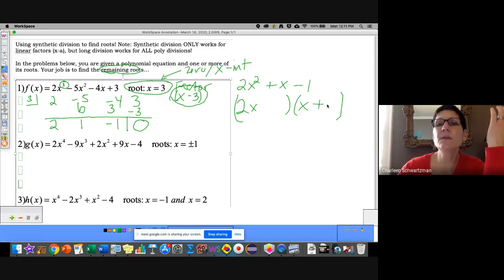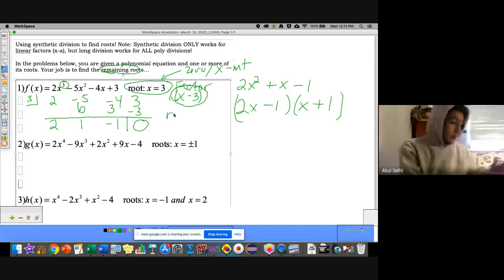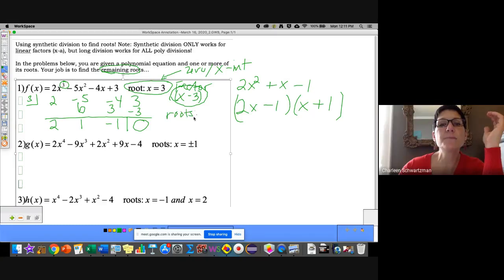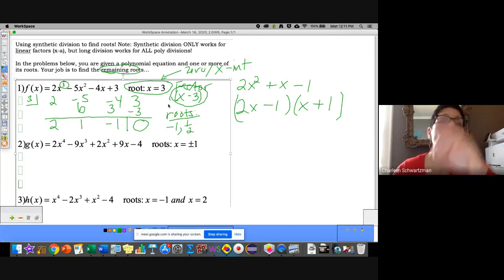So I can make this +1, I can make this -1, because if you look at this, I said 2x minus 1x is a positive x. So if I ask you for the other roots to this cubic function, what are the other two roots? -1. -1/2. -1 and 1/2. 1/2. Thank you, Katie.